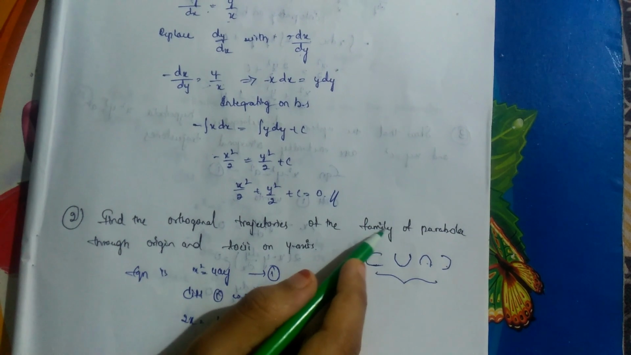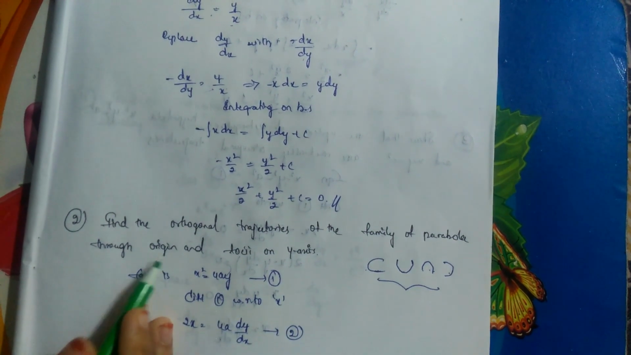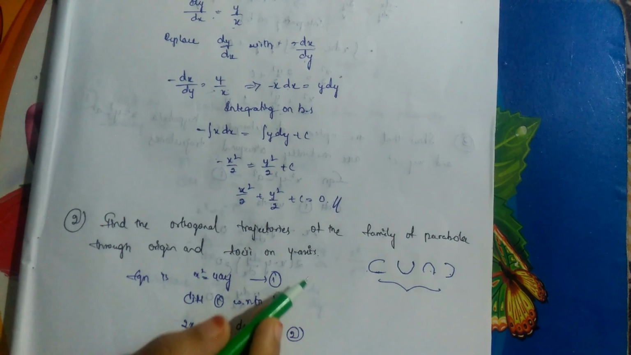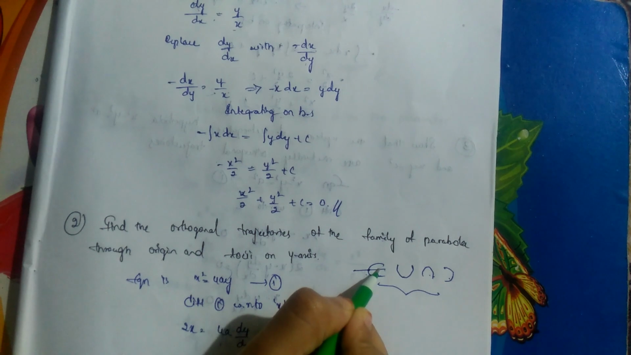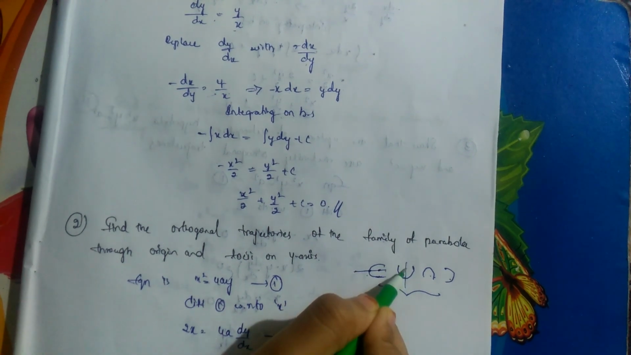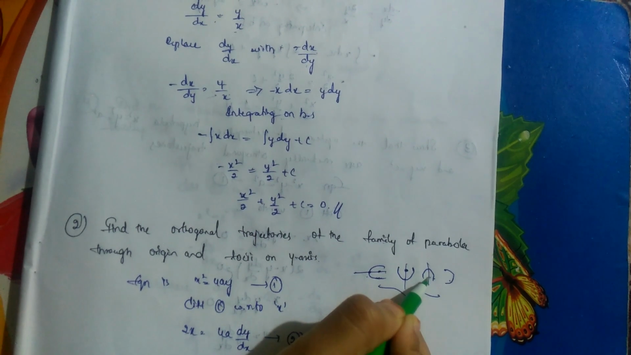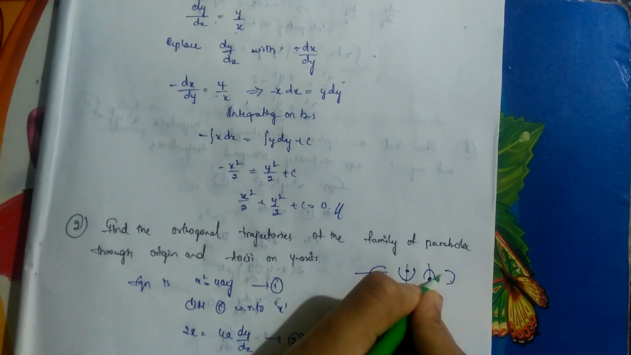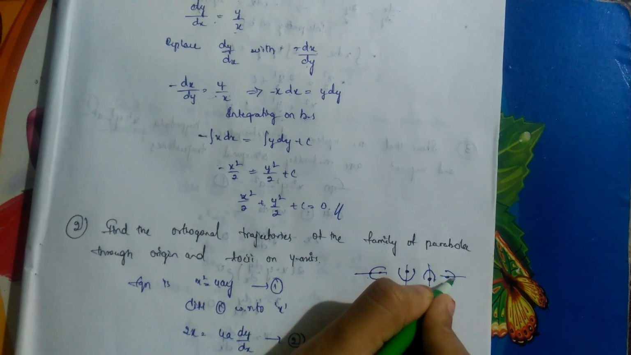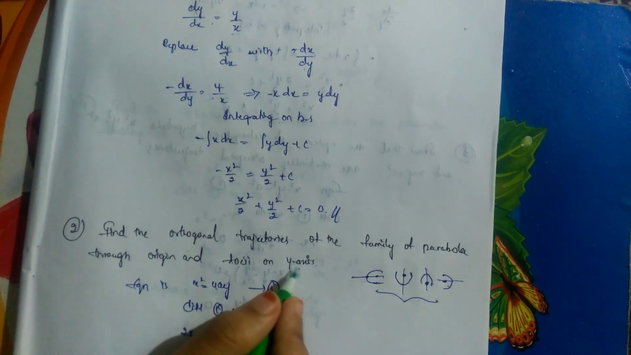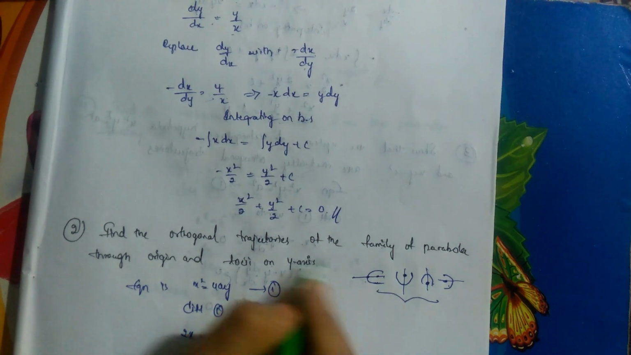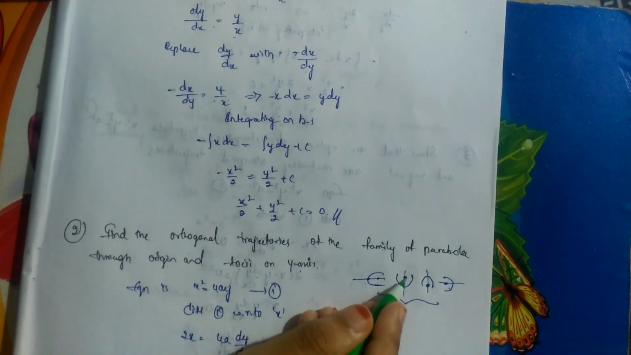The given family of parabolas passes through origin with foci on an axis. For the first the focus lies on the x-axis, for the second it lies on the y-axis, for the third on the negative y-axis, and for the fourth on the negative x-axis. They have given that the foci are on the y-axis. They didn't mention whether it is positive or negative, but when they don't mention it, we have to take it as positive. So the focus lies on the positive y-axis, which means x square = 4ay will be the curve.